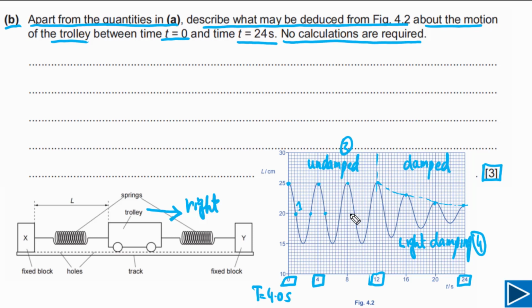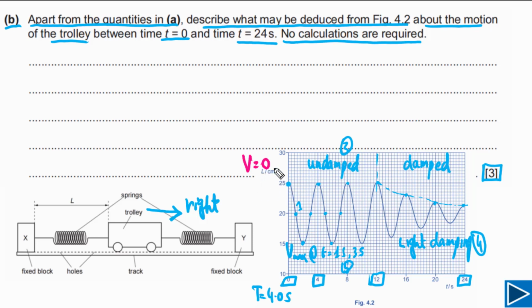Speed here is maximum. So we can say the speed is maximum. We can write down V max at t is equal to 1 second. You can also say t is equal to 3 seconds. From this graph, we can also find out when the trolley speed is equal to 0.